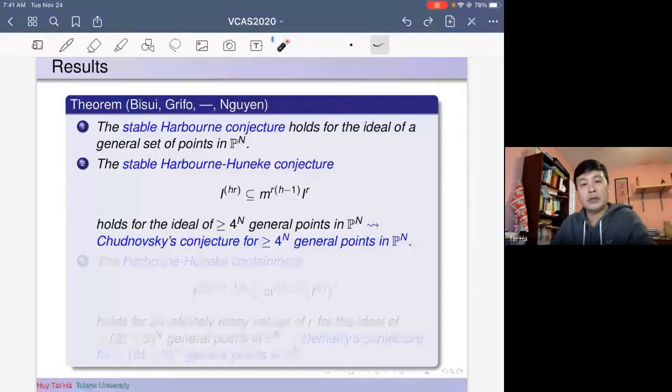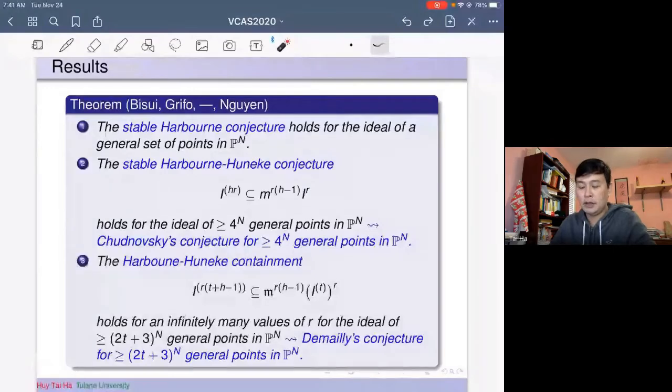The Harbourne-Huneke containments, the strong version of it, hold not for all large enough values of r, but for infinitely many values of r, if we look at the ideal of at least 2^n general points in P^n. And so we get Demailly's conjecture for at least 2^n general points in P^n.